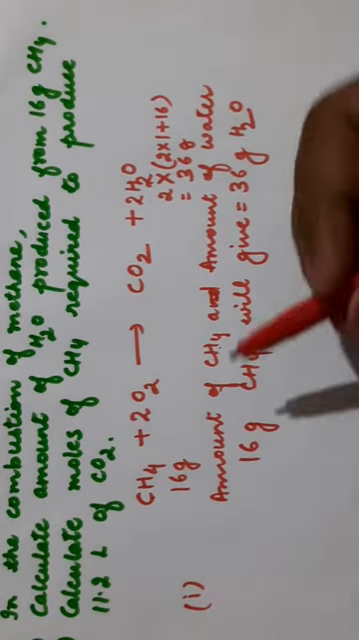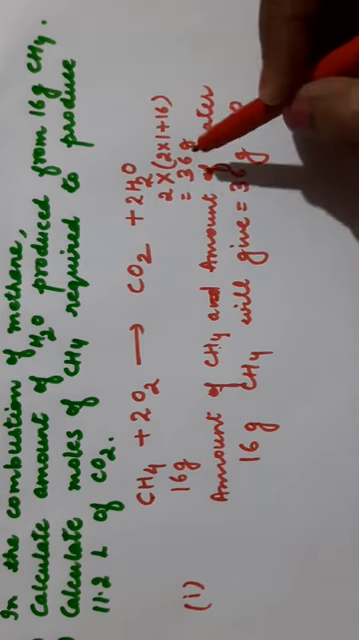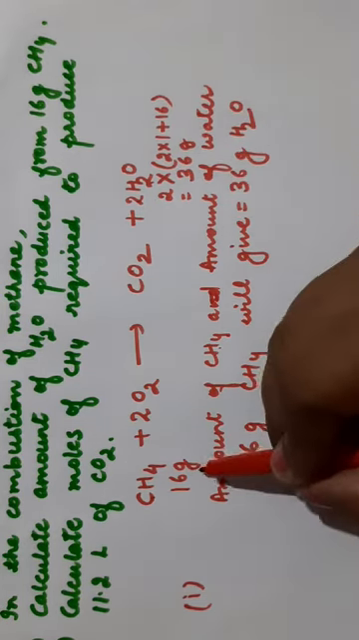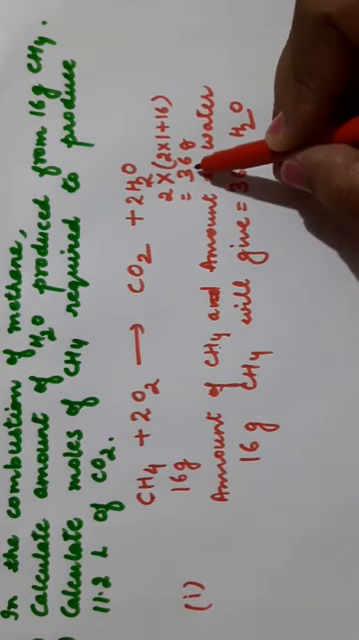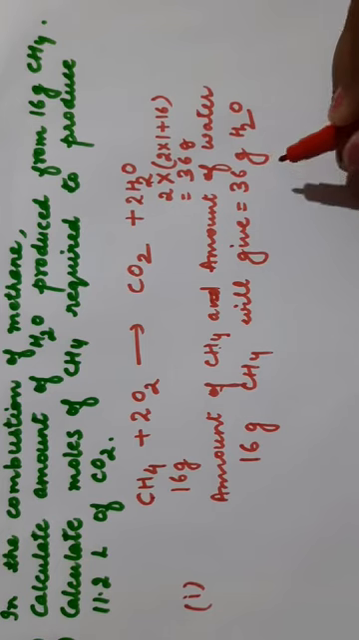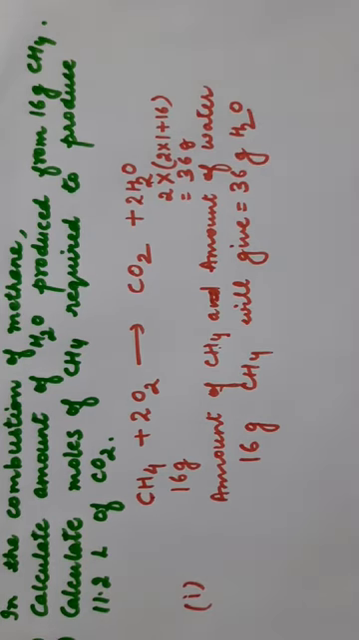Now suppose you are asked to calculate the amount of water produced from 32 gram of methane. So 16 gram gives 36 gram of water. So 32 gram of methane will give 36 into 2 gram of water. Now we will come to the second part.